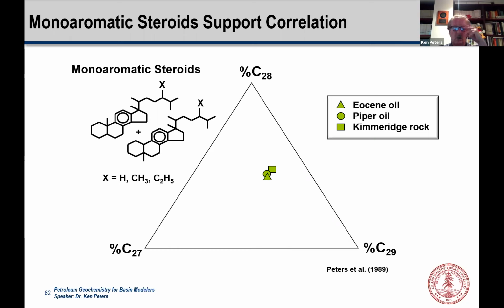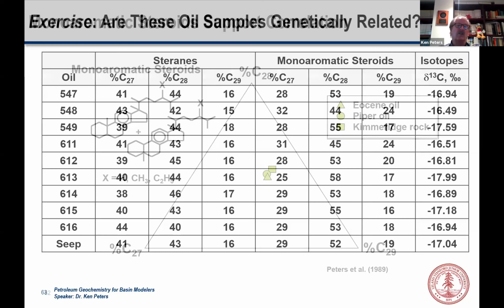You want to be able to look at enough parameters, preferably enough parameters that you can do some chemometrics to prove a genetic relationship. XY plots can be very deceptive. You can have oils that are totally different that plot with the same carbon isotope and the same pristane to phytane ratio. Okay, enough said there.